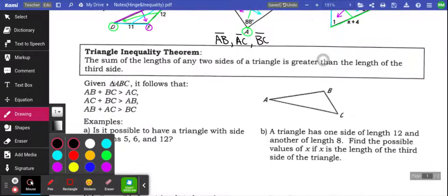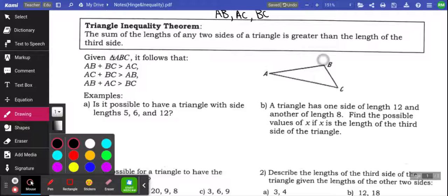So, next part, triangle inequality theorem. The sum of the lengths of any two sides of the triangle is greater than the length of the third side. Okay, so if we have a triangle here, that means if we were to add the side lengths AB and BC, it will be greater than this third side. And there are 3 different combinations that we could do, and you can see that right here. So that means that AC plus BC must be greater than AB. If that is not true, then it's not a triangle.